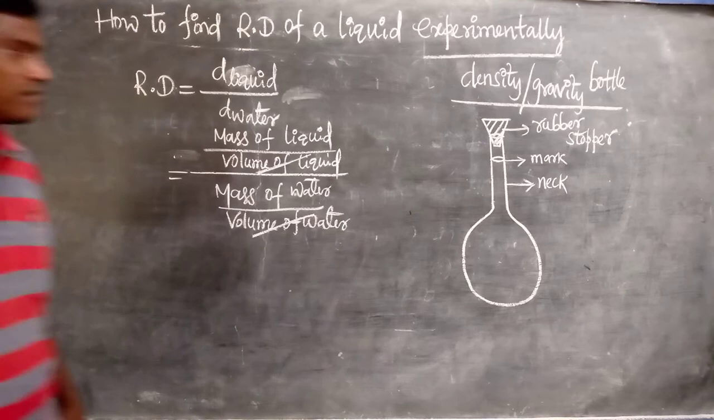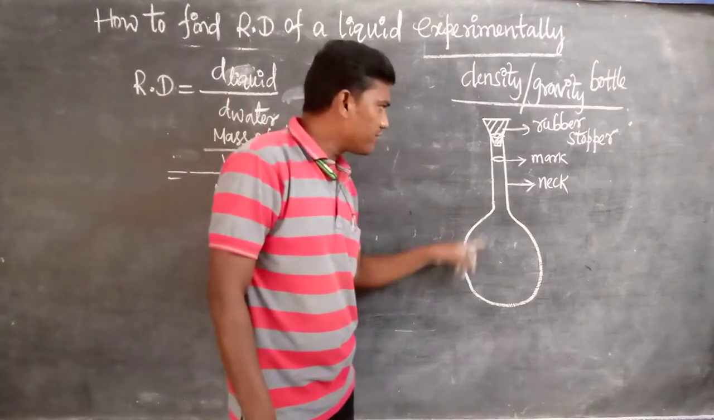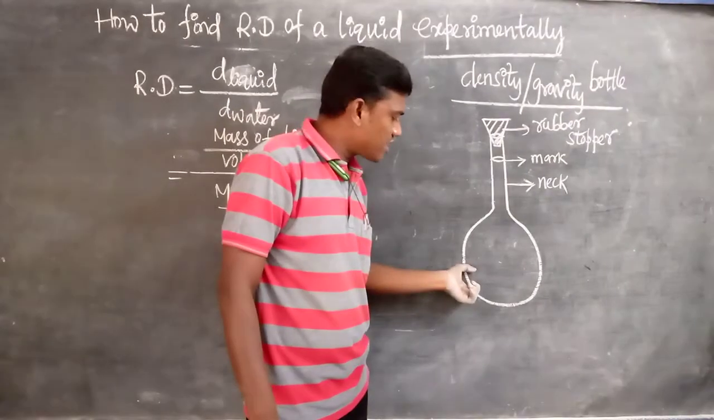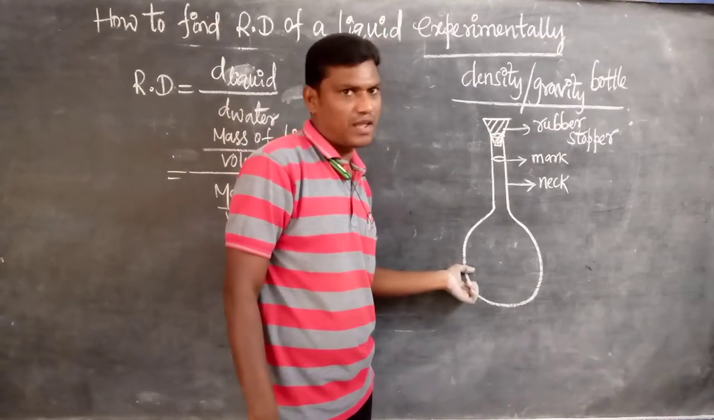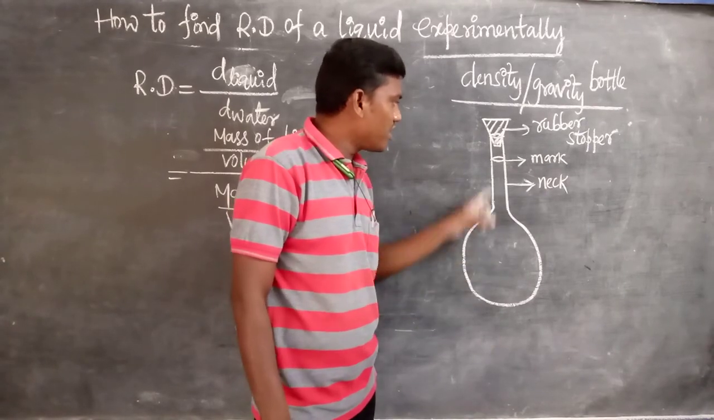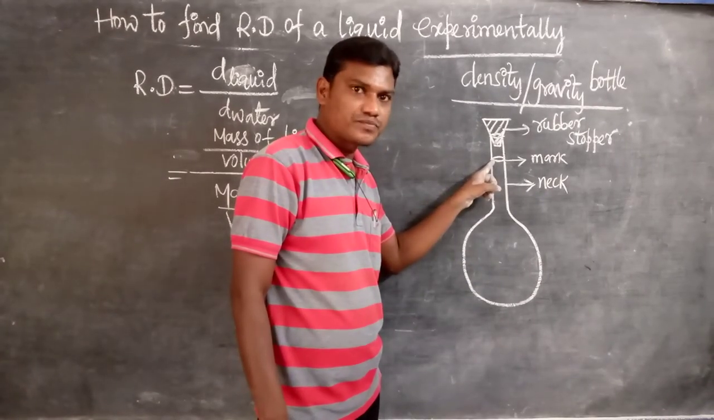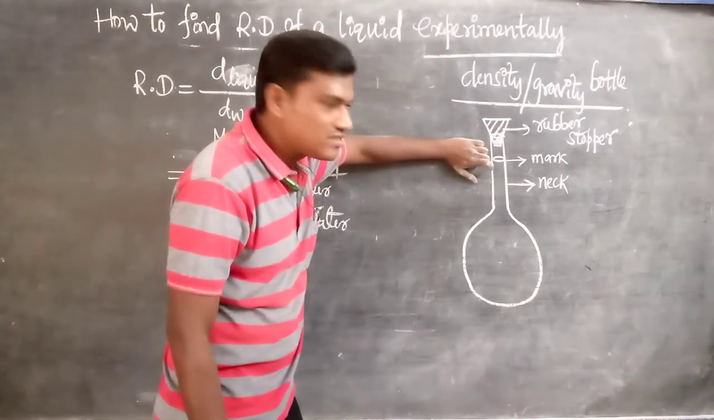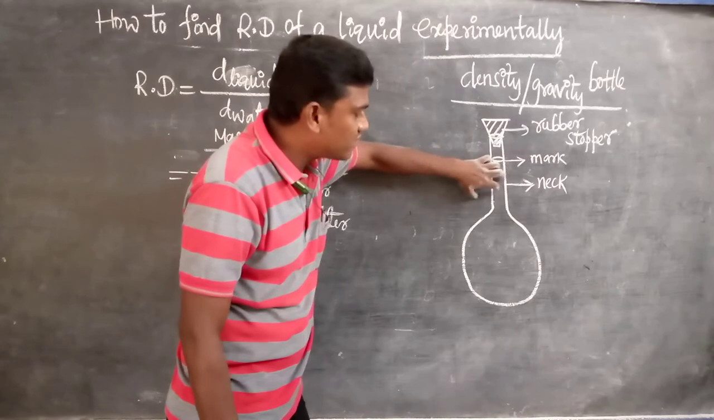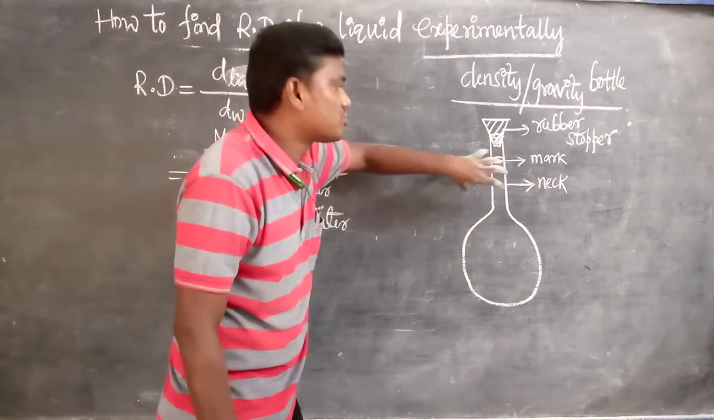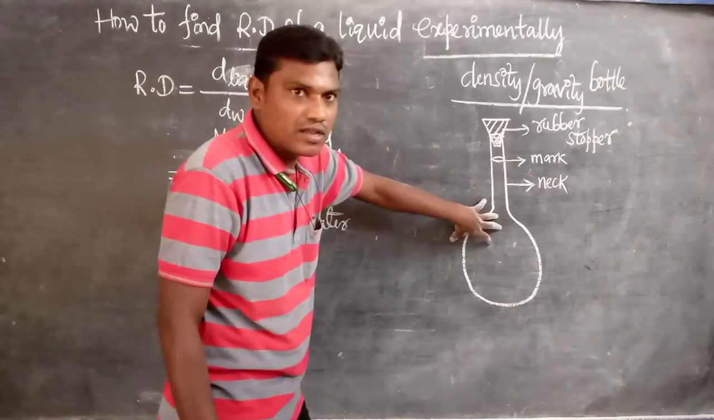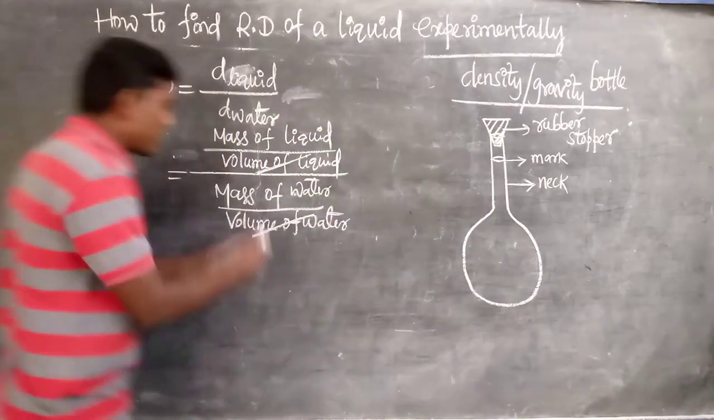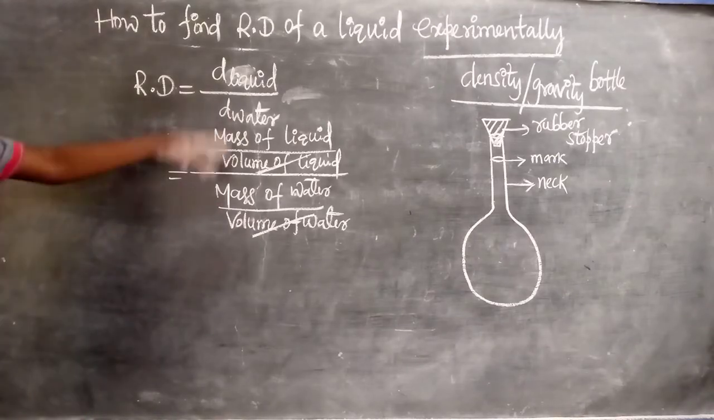Why? I said very clearly. Initially, the liquid is filled up to this mark and the water is also filled up to this mark. The capacity of the density bottle, but we are taking 20 ml. How much liquid did you fill? 20 ml, because I said you fill the liquid up to this mark. That's why the volume of the liquid is 20 ml and the volume of the water is also 20 ml. That's why both are cancelled. What is the remaining one?